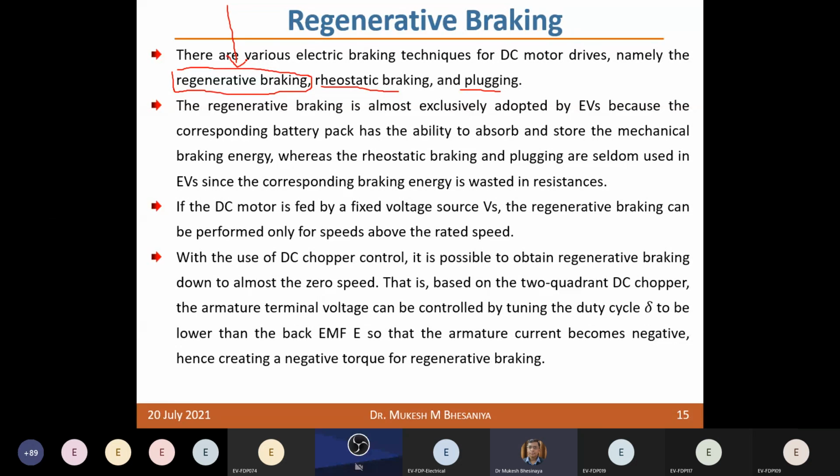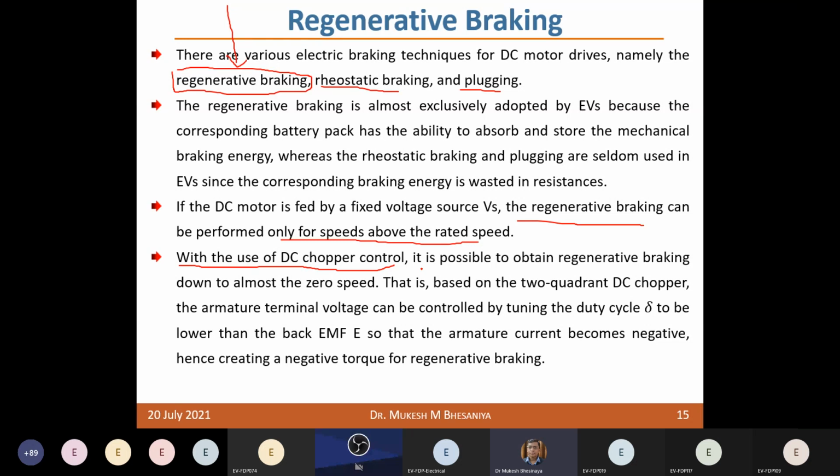If we talk about a DC motor which is fed from a fixed DC voltage source, regenerative braking can be performed only for a speed above the rated speed, where you are operating the machine as a generator. But generally these machines are supplied with a DC chopper control. You have a DC-DC converter, so the input voltage of the machine can also be controlled, and hence it is possible to obtain regenerative braking down to almost zero speed, to feed the power back.